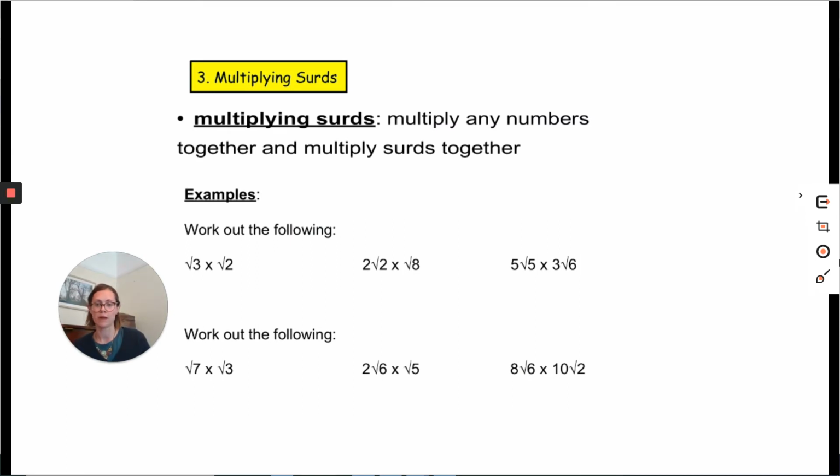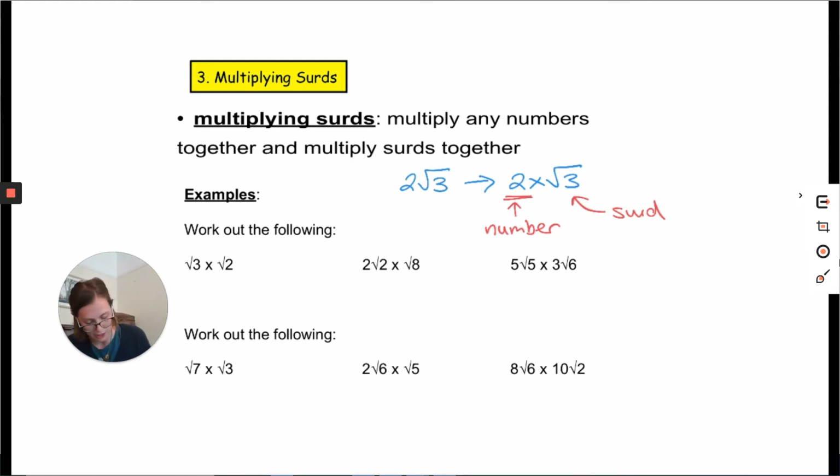Okay, next, multiplying surds. Now, multiplying surds is actually very, very straightforward. Surds can multiply surds. Numbers can multiply numbers, but a number and a surd can't be multiplied. And that's what we've seen when we've been doing our simplifying. So when you write, for example, 2 root 3, that is the same as saying 2 times root 3. You just can't do anything with that because one of these things is a whole number, and this one here is a surd. They can't be combined, okay?